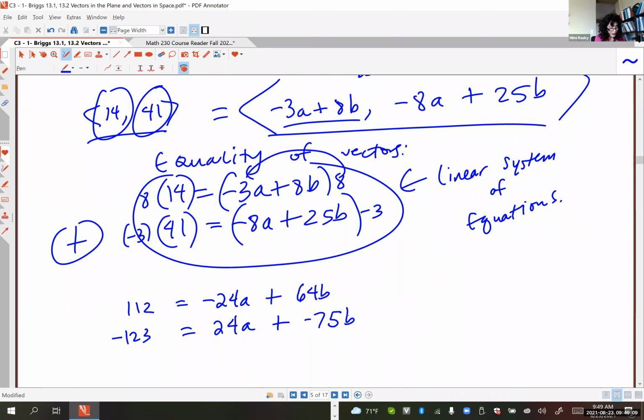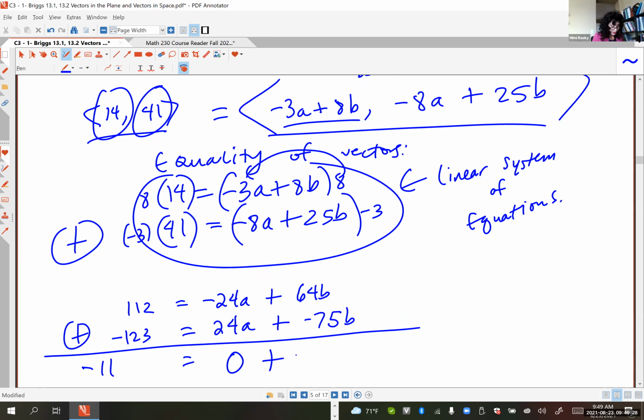Okay, and then what? I think, did I do all that multiplication right? Stop me if you see me do a mistake, okay? Speak up. So what is 112 minus 123? Quick. Negative 11.